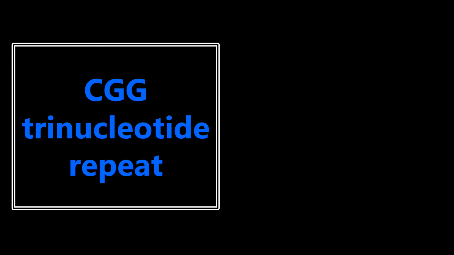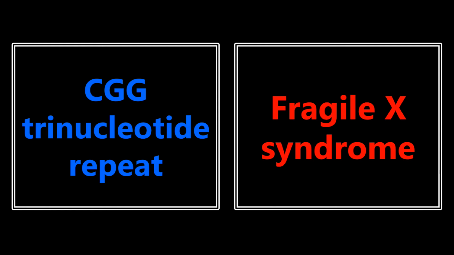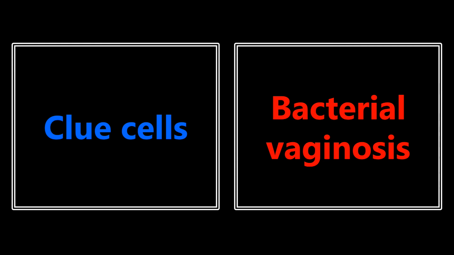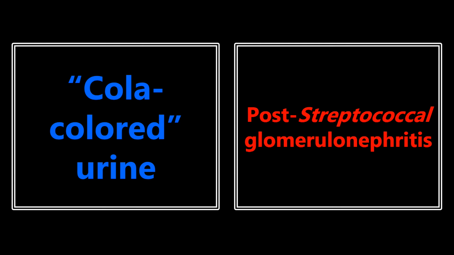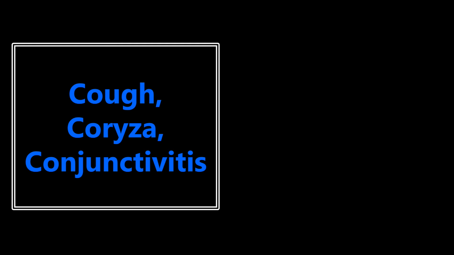CGG trinucleotide repeat, if you see this, it'll be talking about Fragile X syndrome. The next one, clue cells, this is a pretty common one. It also comes up on histology and under microscopy, and it's talking about bacterial vaginosis. Cola-colored urine, they might say that outright or they might not. They might describe it some other way, but if you see that term, you want to be thinking of post-streptococcal glomerulonephritis.